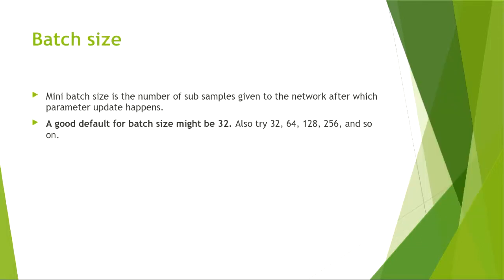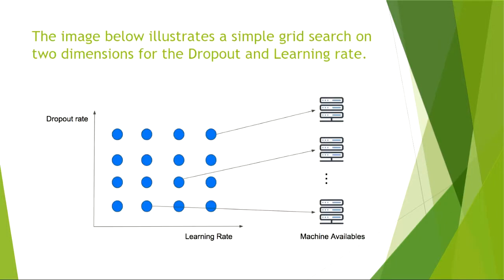Mini batch size we already discussed in grid search also, but by default a good batch size is 32. You can try 64, 128, 256 and so on, but the best one is 32. Again the dropout, in dropout also the best one is 20%. So this is again the diagram between the learning rate and the dropout. So you could see that.